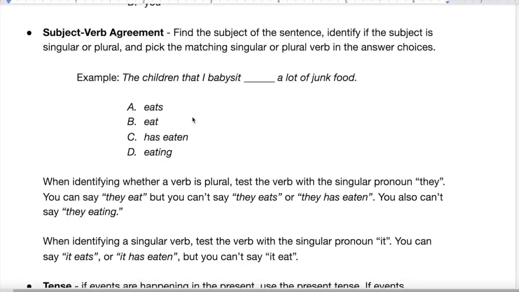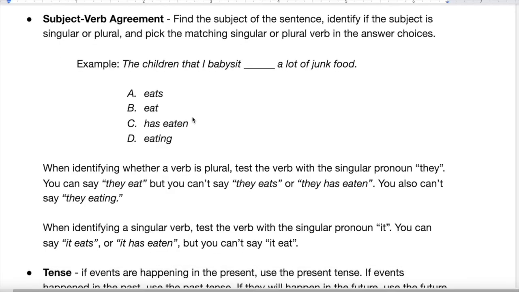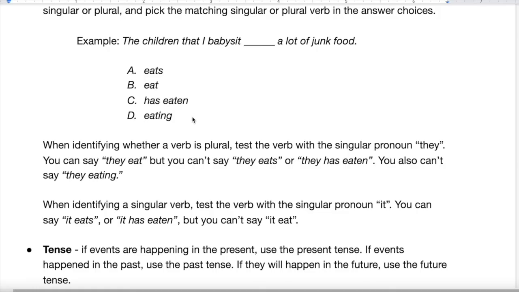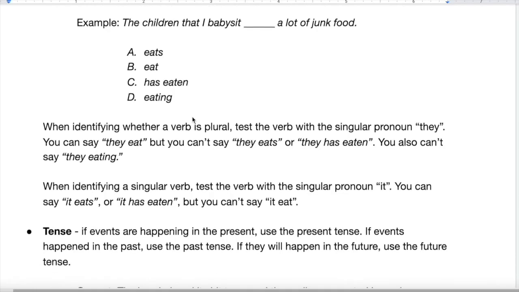Anyway. "It has eaten." Can you say that? Yeah, you can say that because it's singular. And then "it eating." Again, eating's not even a verb. But eating is really a thing, right? You could say "eating is my favorite activity." But anyway. Okay.